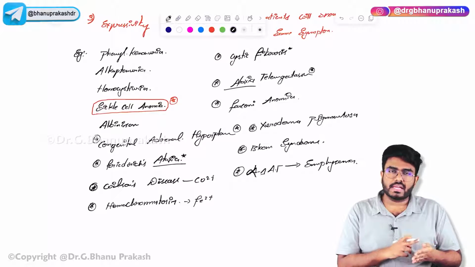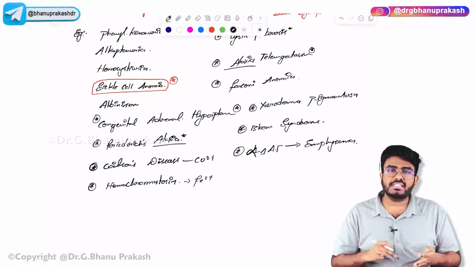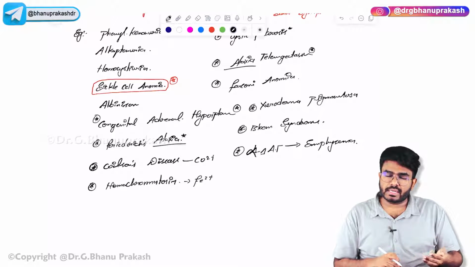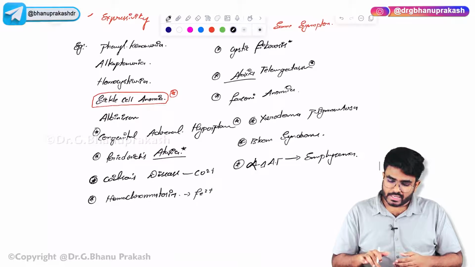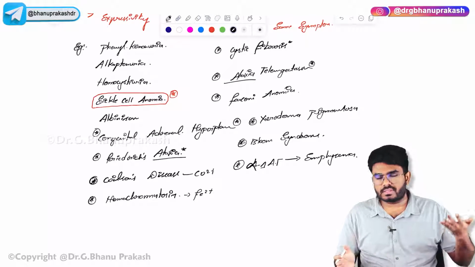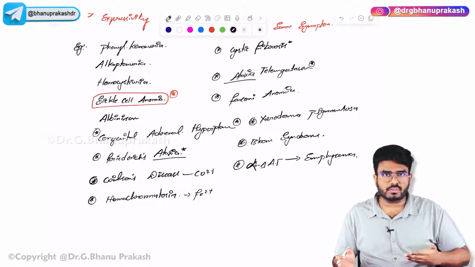Next, albinism, congenital adrenal hyperplasia, hemochromatosis, Wilson's disease, Friedreich ataxia, ataxia telangectasia, Bloom syndrome, alpha-1 antitrypsin deficiency, Fanconi's anemia. Next, cystic fibrosis. These are the important things. Okay, xeroderma pigmentosa. So these are the important autosomal recessive conditions.